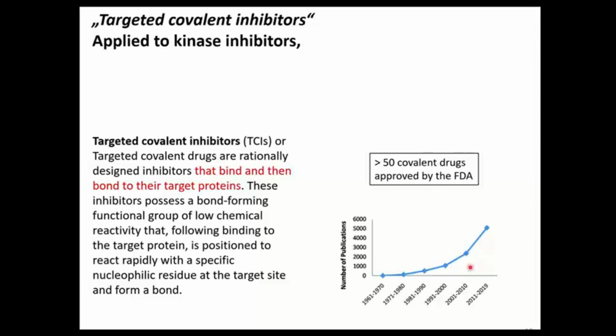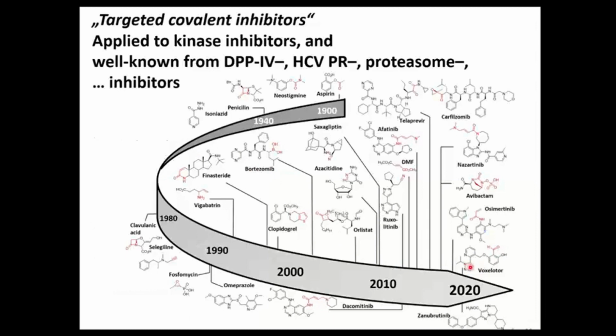So this concept of targeted covalent inhibition was applied in the recent years mainly to kinases. And some examples are shown here. We have, for example, afatinib, we have neratinib, we have osimertinib, we have dacomitinib, and we have zanubrutinib, which most of them bear an acrylamide structure as a reacting so-called warhead. But this approach is also well known from other drugs, like, for example, the DPP-4 inhibitors, like saxagliptin, which are used for diabetes, but also from proteasome inhibitors, for example, bortezomib or carfilzomib, which are used to treat special cancers. And they are well known from hepatitis C virus protease inhibitors, for example, telaprevir.